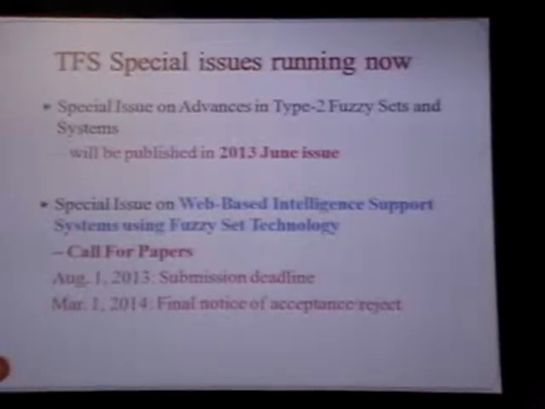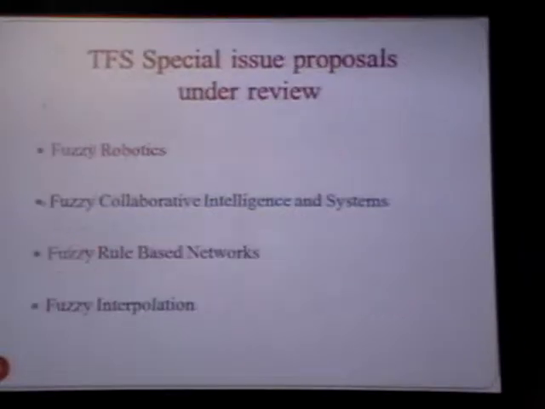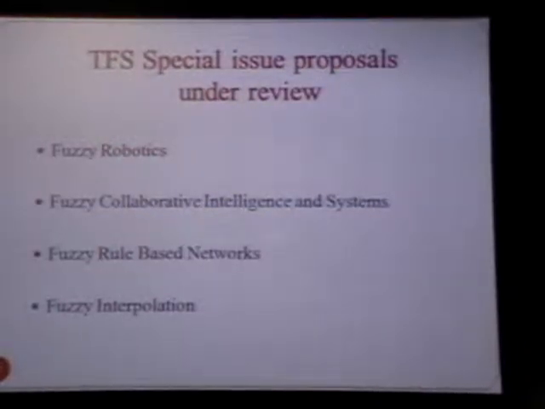For example, there's a special issue on advances in Type 2 fuzzy systems that we published in June, actually this month. Another special issue ongoing is web-based intelligent support systems using fuzzy set technologies. And there are some special issues under review, including fuzzy robotics, fuzzy collaborative intelligence and systems, fuzzy rule-based networks, and fuzzy interpolations.